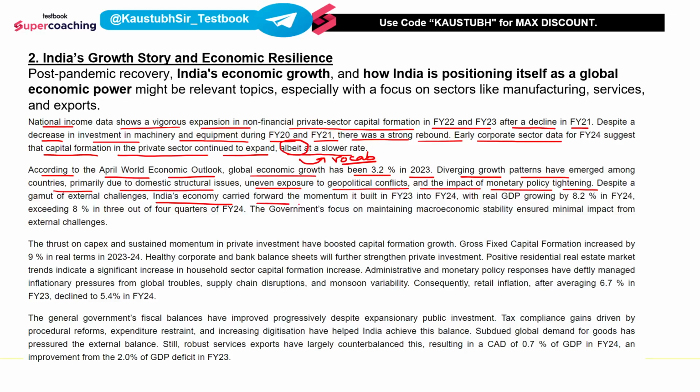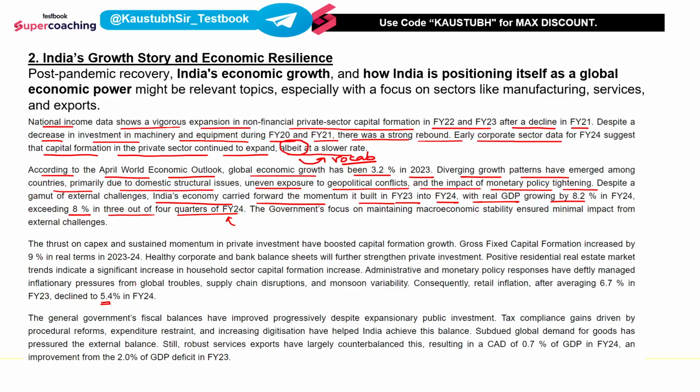India's economy carried forward this momentum that was built in 23 into 24, with the real GDP growing by 8.2% in financial year 2024, exceeding 8% in 3 out of the 4 quarters of financial year 2024. Now, Economic Survey of India का जो document होता है, it is more of a data oriented document. There are a lot of numbers, there are a lot of percentages.